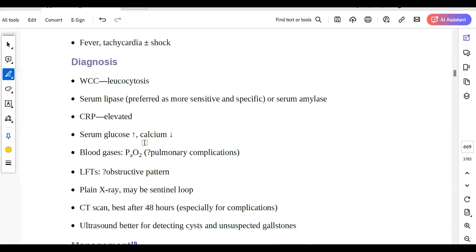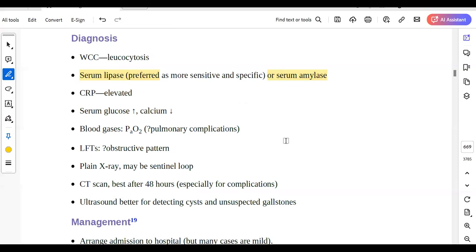If you want to diagnose this, your initial investigation should be a blood test, which is serum lipase. Serum lipase or amylase is the main initial investigation. If serum lipase is very high, that confirms the diagnosis of acute pancreatitis. You don't need to do any imaging to confirm it, just a blood test.